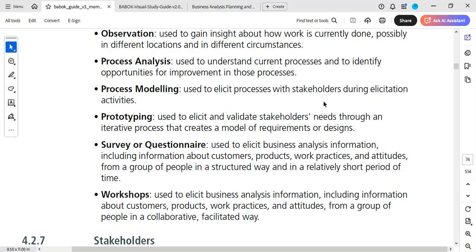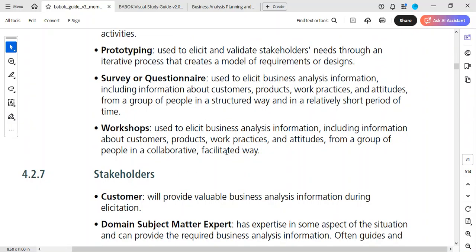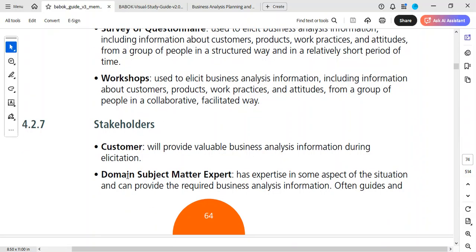Process modeling, used to elicit processes with stakeholders during elicitation activities. Prototyping, used to elicit and validate stakeholders' needs through an iterative process that creates a model of requirements or designs. Survey or questionnaire, used to elicit business analysis information, including information about customers, products, work practices, and attitudes from a group of people in a structured way and in a relatively short period of time. Workshops, used to elicit business analysis information, including information about customers, products, work practices, and attitudes from a group of people in a collaborative, facilitated way.